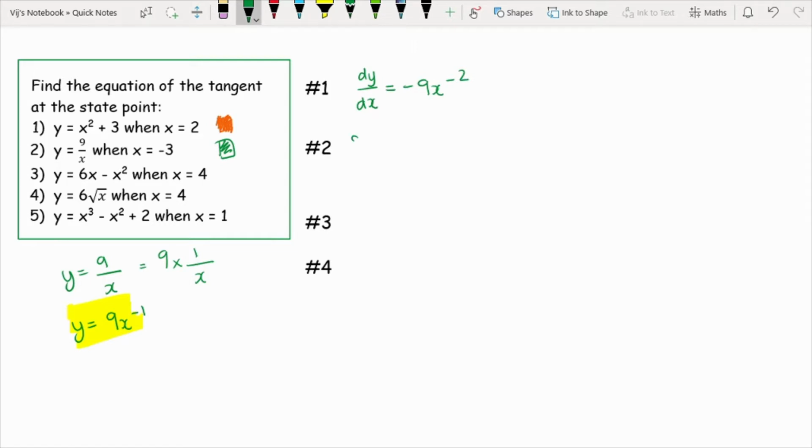Then step 2, I need to substitute the x-ordinate, which in this case is minus 3, into dy/dx. So I'm going to get minus 9, and then it's going to be minus 3 squared. So it's going to be minus 81, because 3 squared is 9, and 9 times minus 9 is minus 81. And then I need to find the respective y-ordinate. So y equals 9 over minus 3, which equals minus 3. So the coordinate I'm working with is minus 3, minus 3.